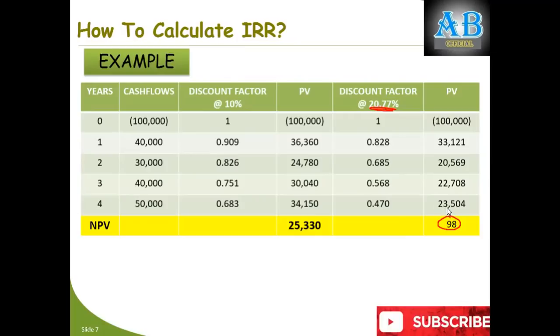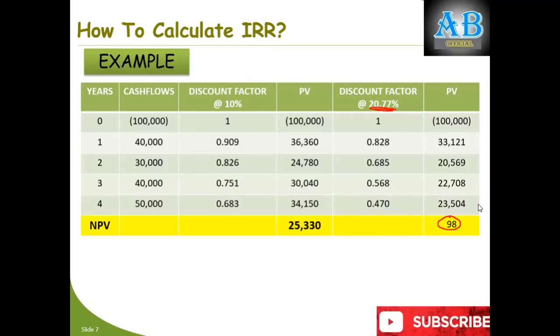That is the proof that by using linear interpolation, we will get the nearest figure. It's not the accurate IRR. So in your exam, you will use the word approximate, or if you have options, say option A, B, C, and D, then you will go to the nearest option.